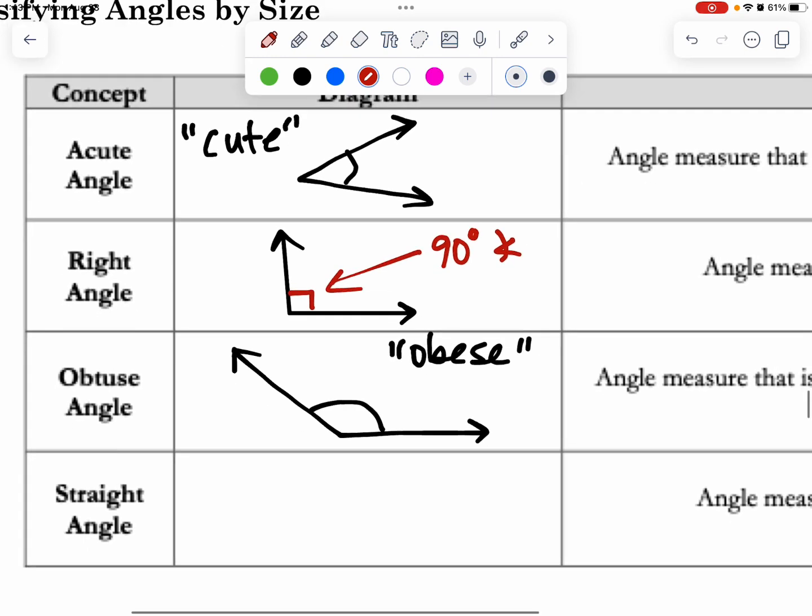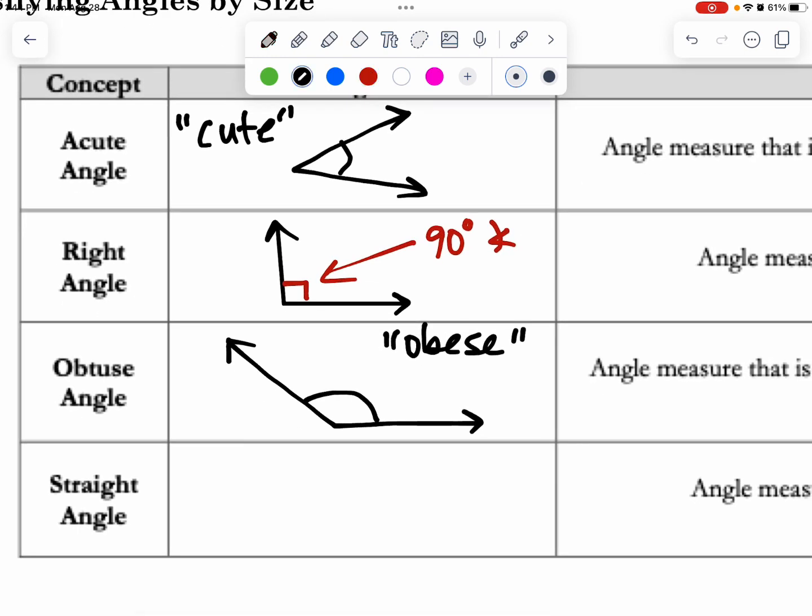Okay, and then the last thing, a straight angle. So it's kind of a trick, but it's a straight line. And a straight line is 180 degrees. So you have one ray going this direction, and you have one ray going this direction, and it makes up a straight angle, which would be 180 degrees.